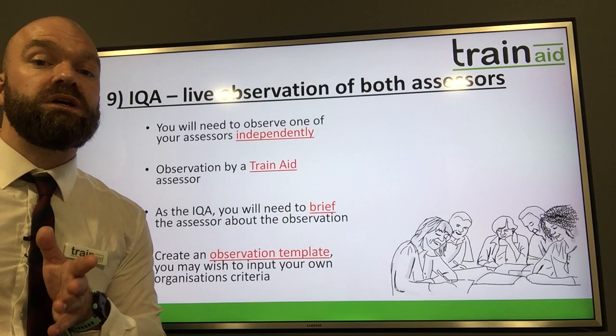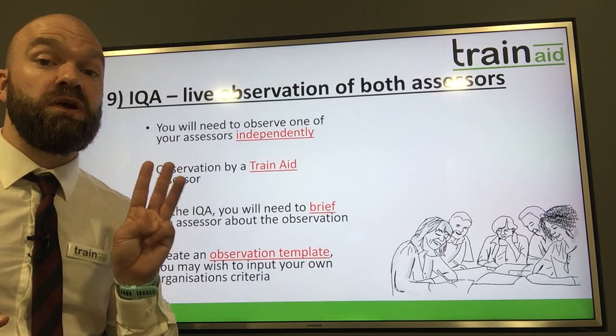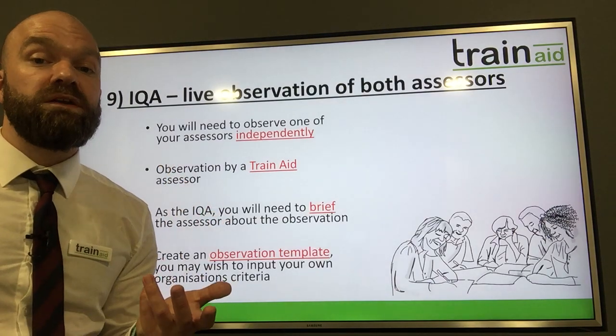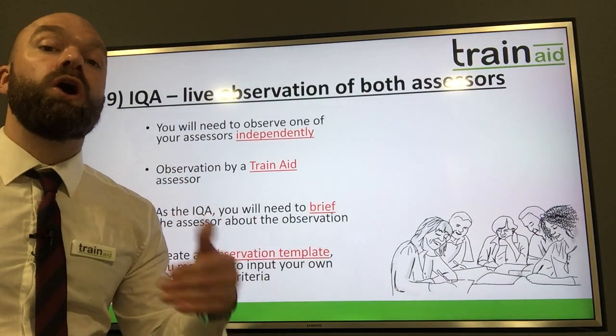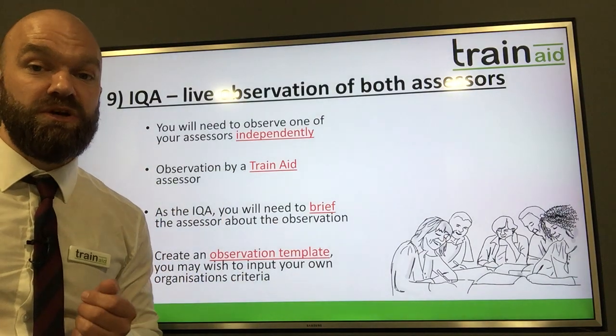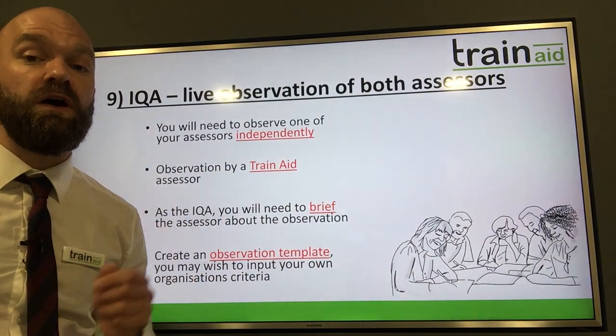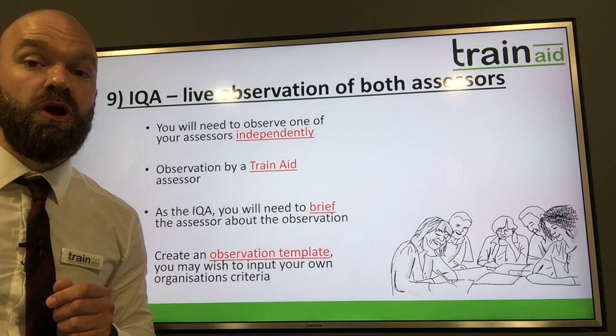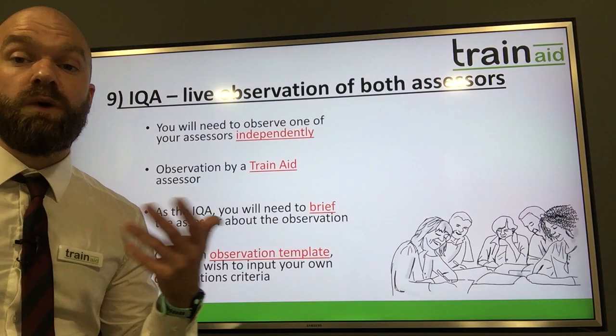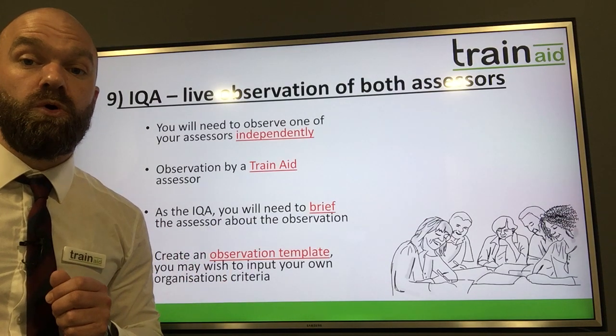At the tail end of Unit 2, the equivalent of Day 3, a member from TrainAid will come out and observe you, observing your second assessor, okay? And then we can provide you with feedback on how your IQA role was performed.